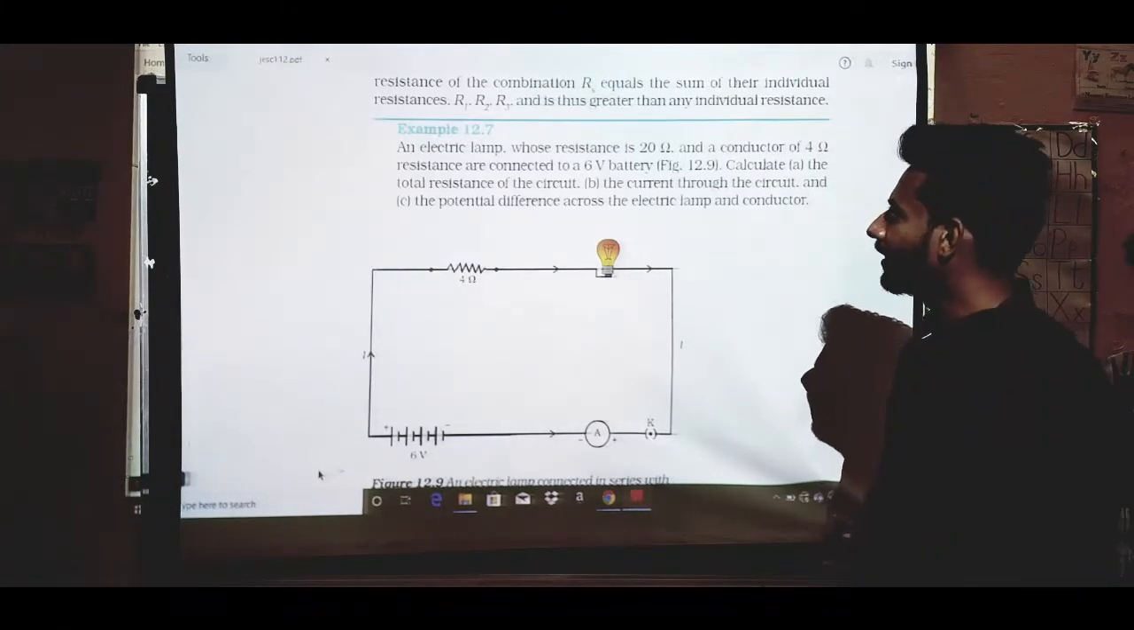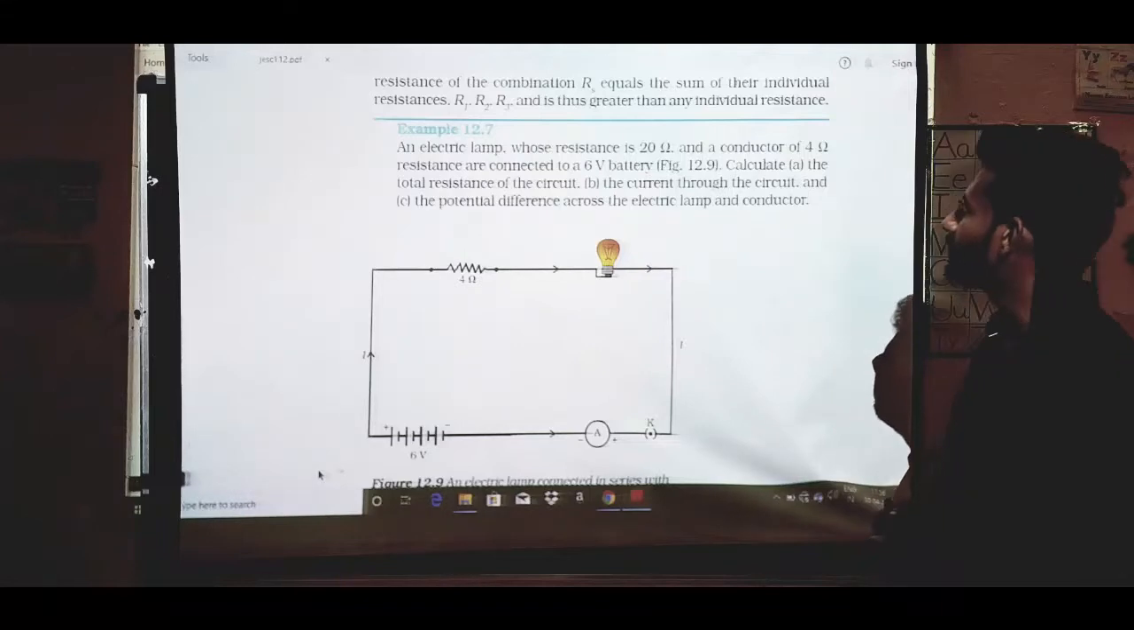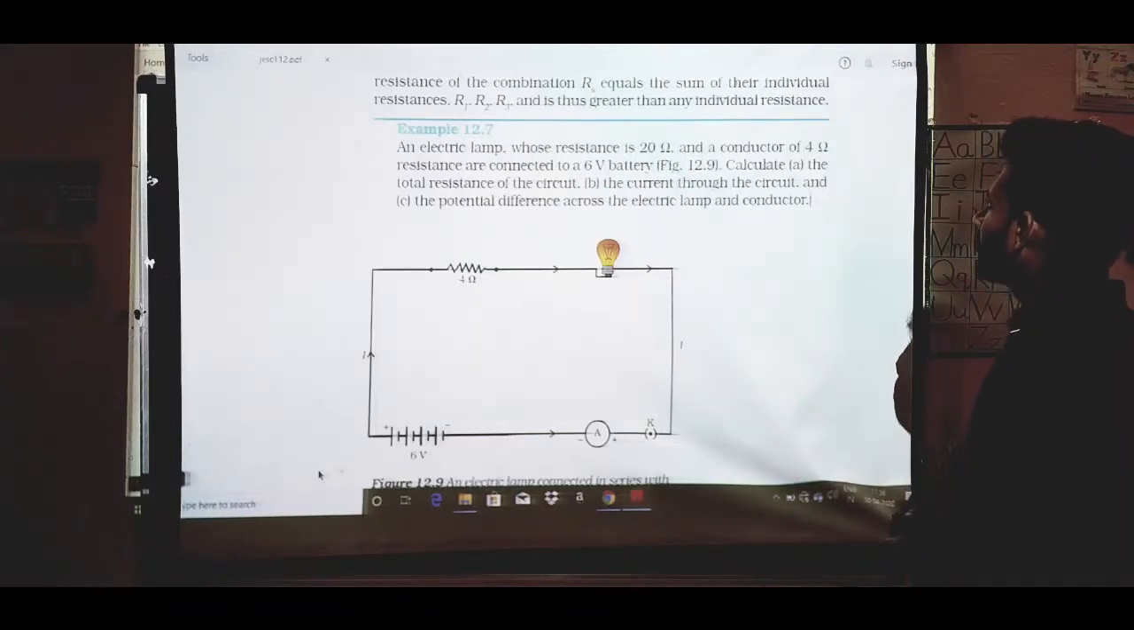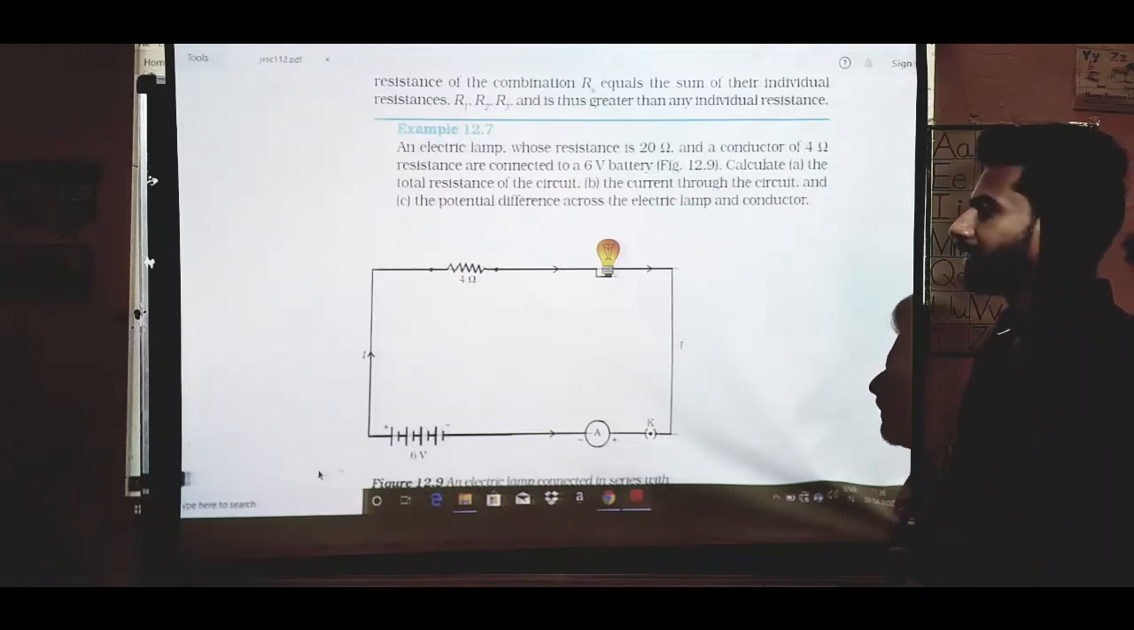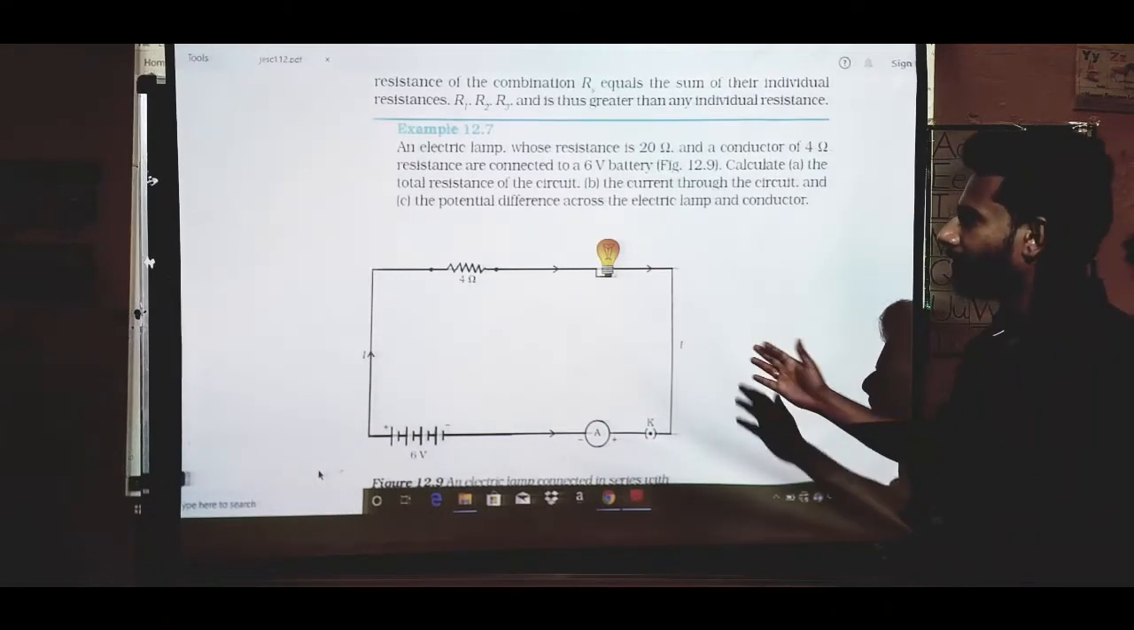Example 12.7. An electric lamp whose resistance is 20 ohm and a conductor of 4 ohm resistance are connected to a 6 volt battery. Calculate the total resistance of the circuit, that is the series resultant resistance, and the second one, the current through the circuit, and the third one, the potential difference across the electric lamp and conductor. So this is our question diagram already given.